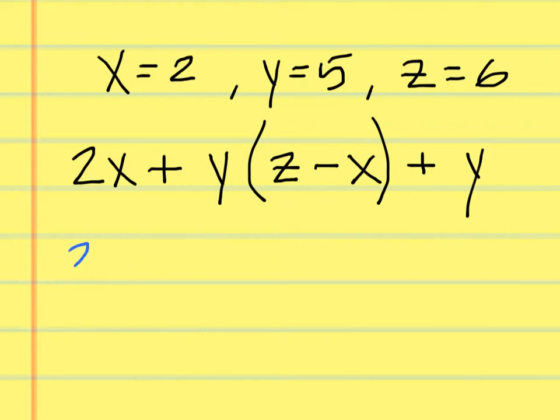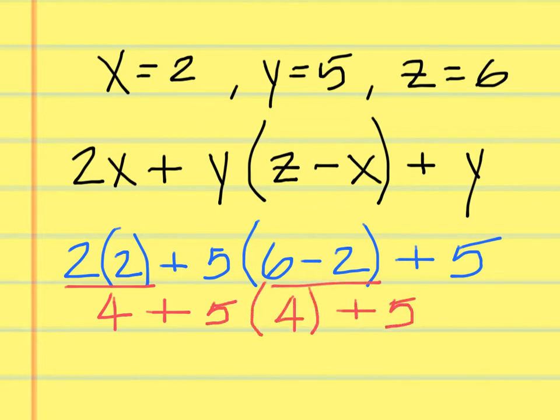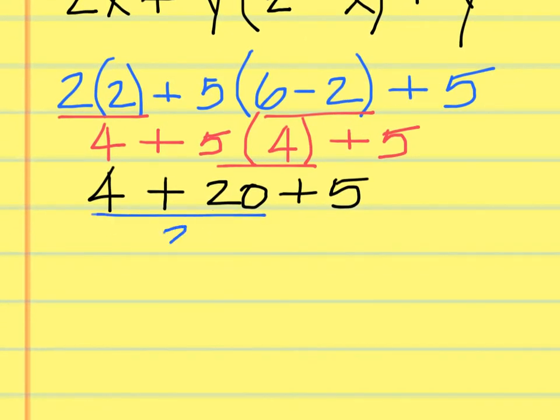Substitute in 2 for x, and then 5 for y, 6 for z, and then evaluate. Parentheses first. Well, this is a set of parentheses, so we can do 2 times 2 to get 4. And inside this set, 6 minus 2 is 4. And we still have parentheses here, so we need to do 5 times 4 to get 20. And now 4 plus 20 is 24, and plus 5 is going to be 29.